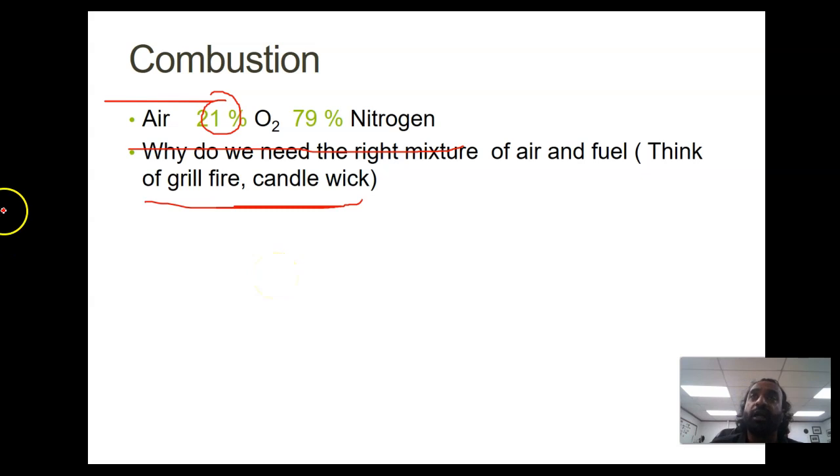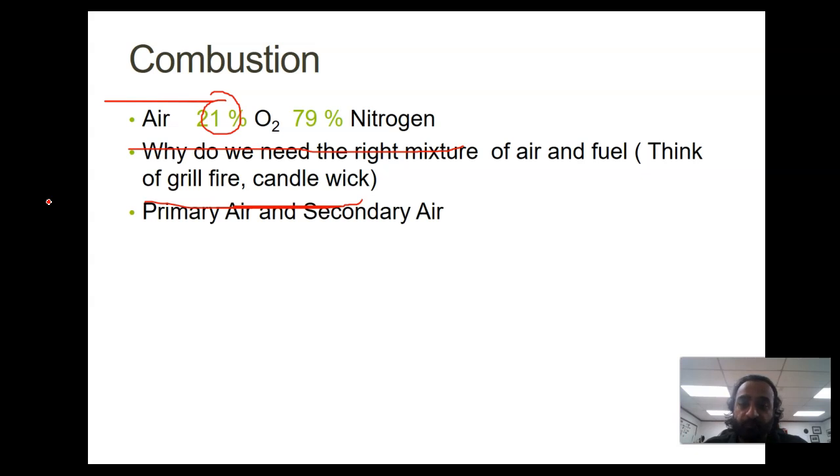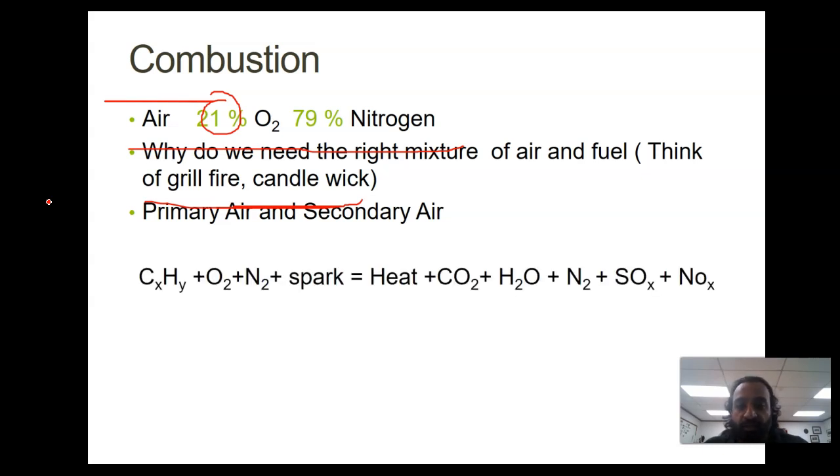If you have too much air, you're going to have some soot and smoke, and if you have less air, you're going to have the same problem. So you would like to have the right amount of air to burn the fuel. There is something called secondary air and primary air. Primary air is the air that you introduce with the fuel. Secondary air is the air that also gets sucked in once the fuel starts to combust. So you are consuming the air and you want some inlet for the air to come in to substitute for that. This is the equation.